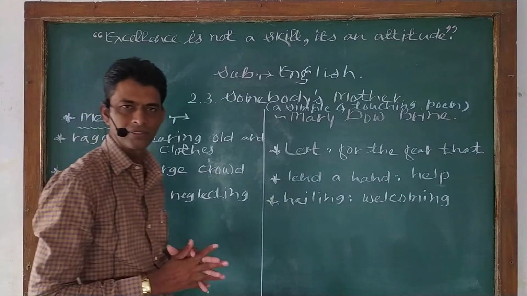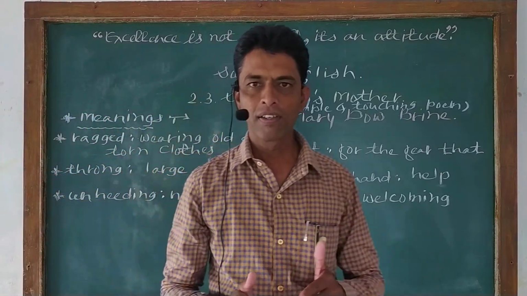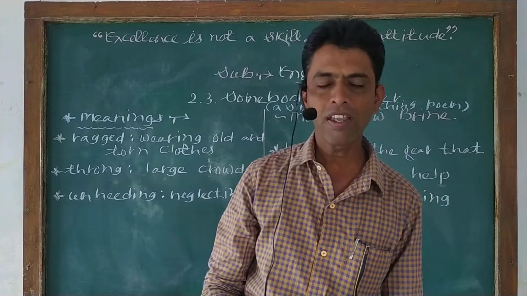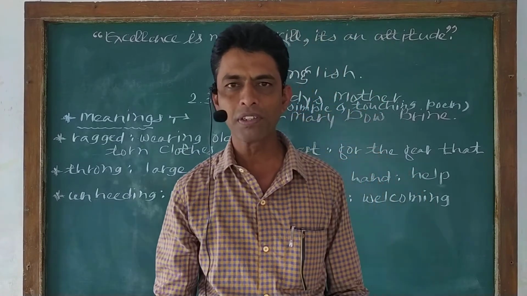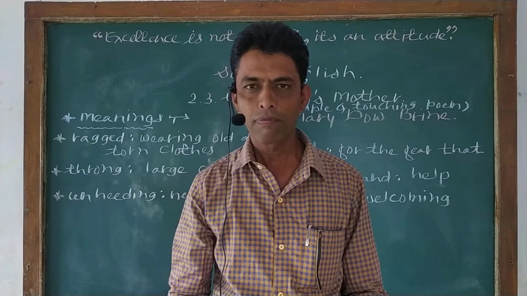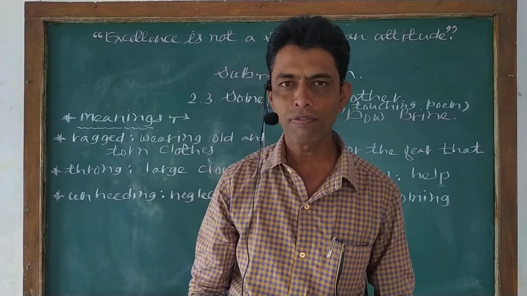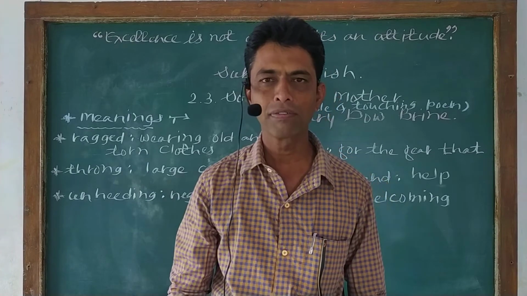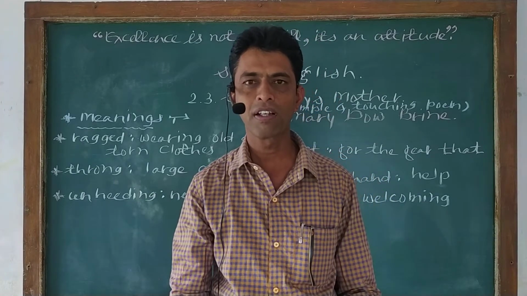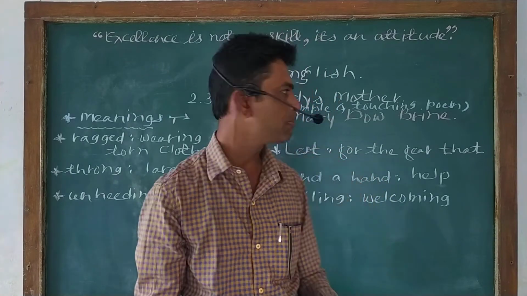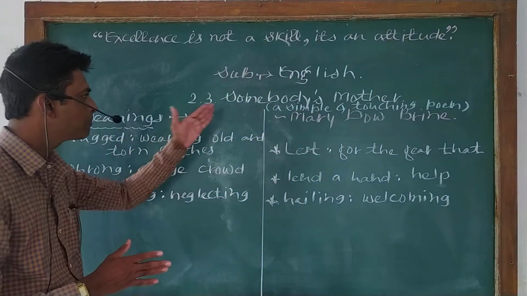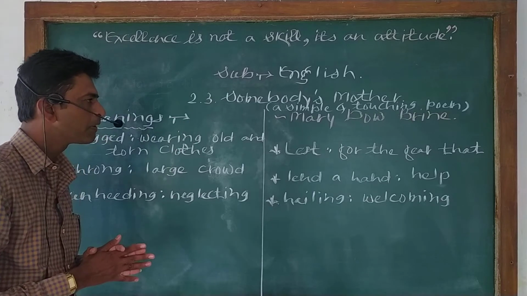The boy, in fact, thinks if I help this lady, then definitely in future, if my own mother finds herself in difficulty, then definitely another person may help her in her difficulty. That is what is discussed by Mary Bryan in this poem, that is Somebody's Mother.